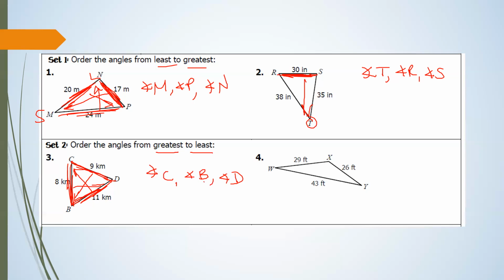All right, try number 4. Order these from greatest to least. All right, so you should have angle X, angle Y, angle W. Make sure you read those directions carefully on assessments, because if you email and say, oh, I just read it wrong, there's really not a lot I can do for you on that. So make sure you read those directions carefully.